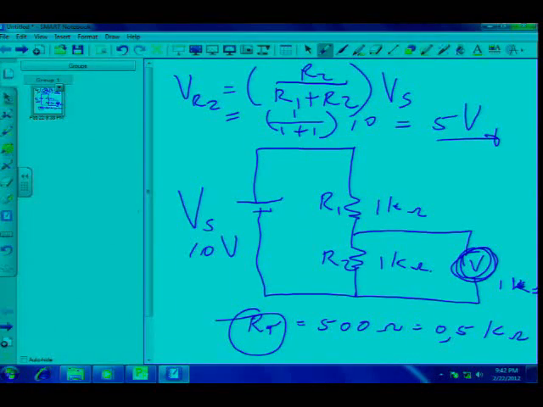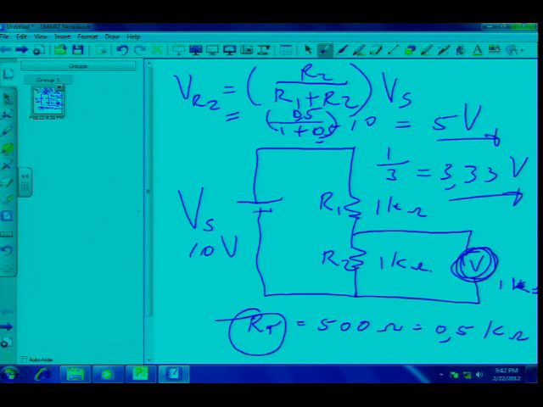So now it's going to be 0.5 kilo ohms divided by 1 plus 0.5, which is going to give me what? A ratio of 1 to 3. So now it's going to be a third of 10 volts, which is going to give me 3.33 volts, which is not correct. Why did that happen? That brings us back to Kirchhoff's laws again.